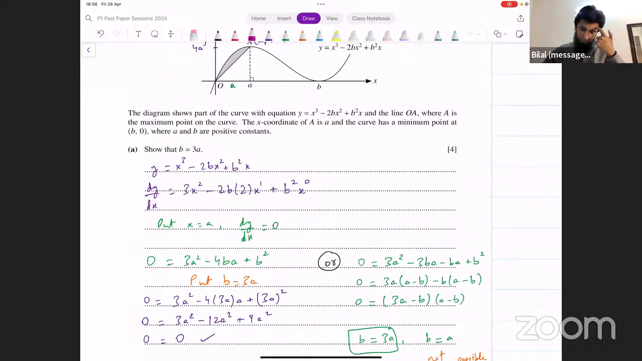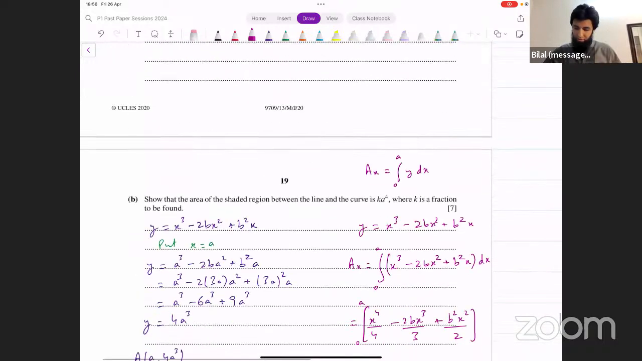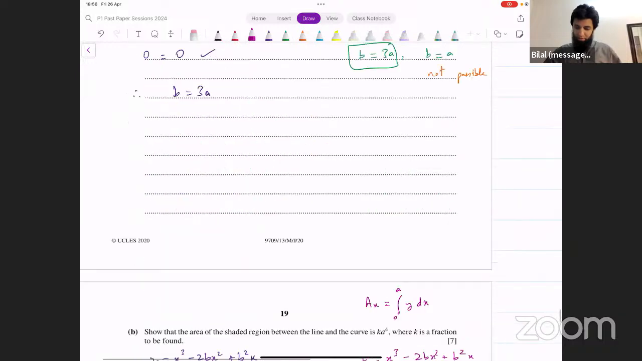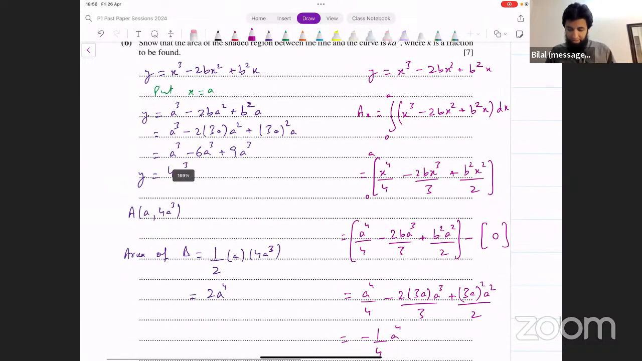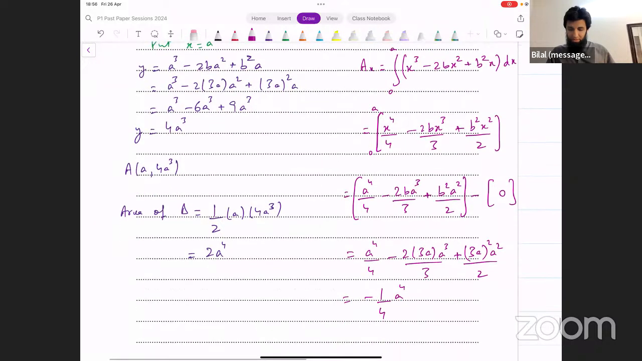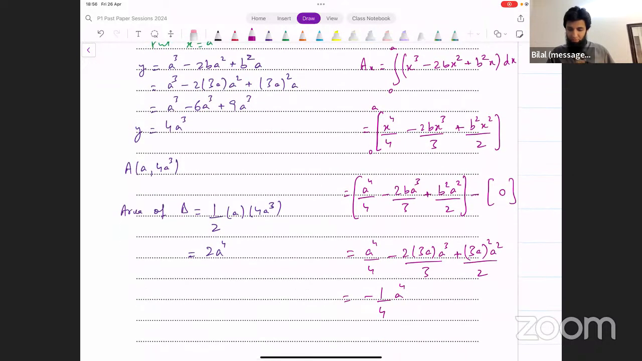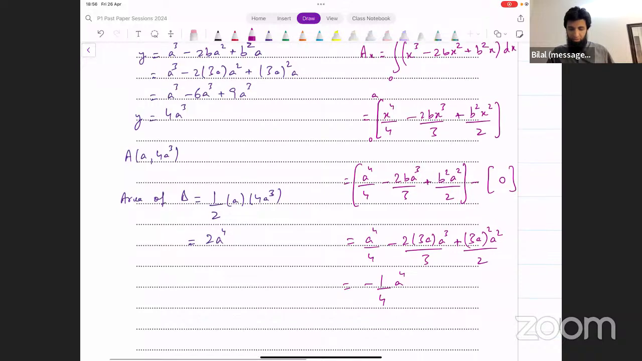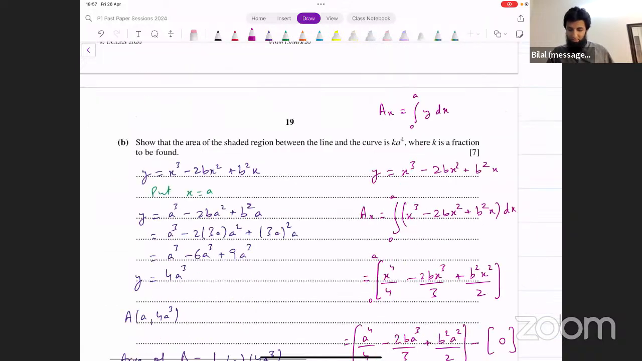X cubed minus 2bx squared plus b squared x. Okay, let's integrate this. X power 4 over 4 minus 2bx cubed over 3 plus b squared x squared over 2. It's fine until this point. When we input x equals a, that gives us a raised to power 4 over 4 minus 2ba cubed over 3 plus b squared a squared over 2 minus 0. Then we input b equals 3a. B was 3a, right? Okay.